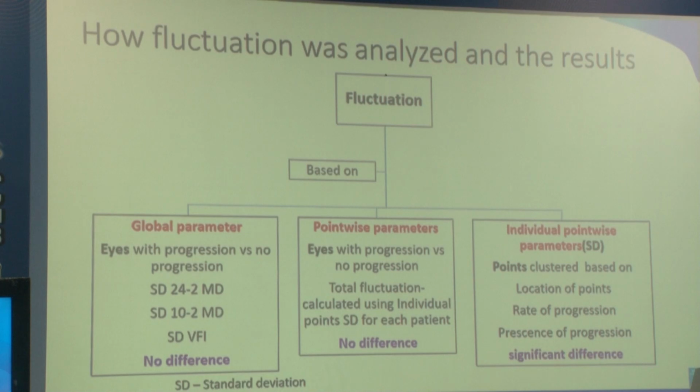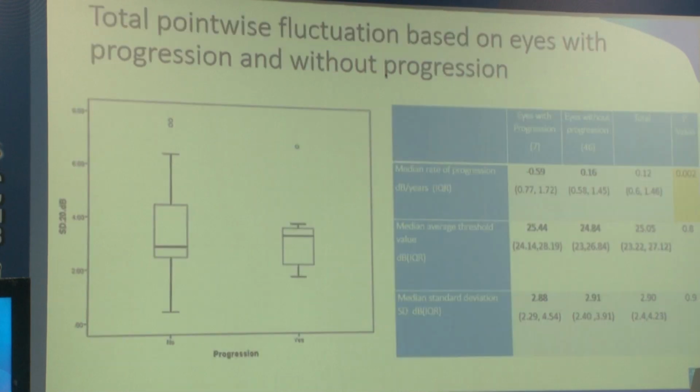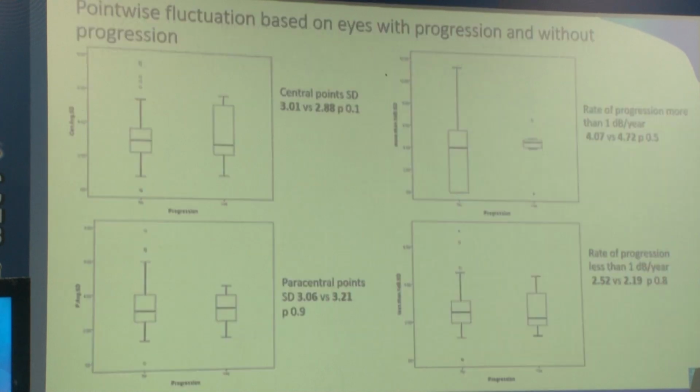So what we found is that in the first two groups there was no difference, and in the third group we found a significant difference in terms of fluctuation. When we analyzed global parameters, we did not find any difference between eyes with progression and without progression. However, progressing eyes had a better 10-2 MD as compared to 24-2. When we compared the total point-wise fluctuation, we did not find any difference in terms of fluctuation.